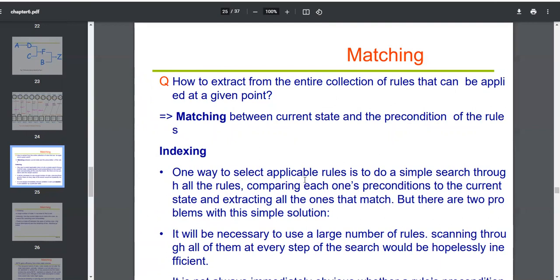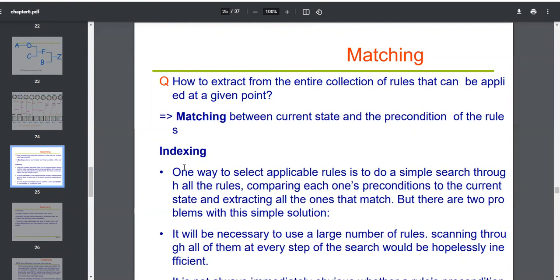One way to select an applicable rule is to do a simple search through all the rules, comparing each one's preconditions to the current state and extracting all the ones that match. But there are two problems with the simple solution. It will be necessary to use a large number of rules. Scanning through all of them at every step of the search would be hopelessly inefficient.